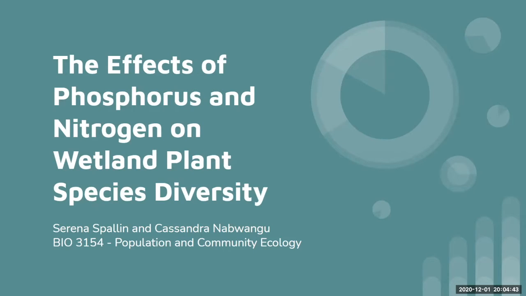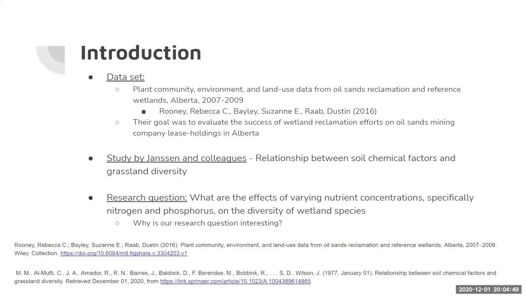Today we're going to be talking to you about the effects of phosphorus and nitrogen on wetland plant species diversity. To start, in more general terms, our research and analysis aim to see how nutrients affect species diversity, which in itself is a pretty popular question among ecologists.